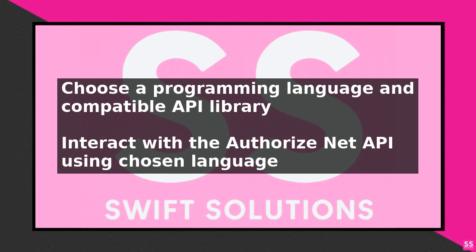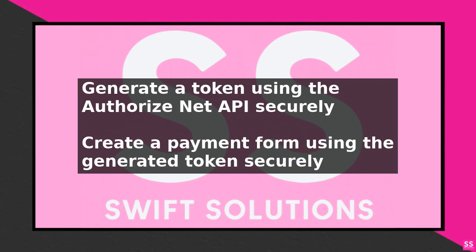for processing. To create the payment form, use the token generated earlier and redirect the customer to the Authorize Net hosted payment page. The hosted payment page will collect payment information and return a payment response to your server. Upon receiving the payment response, verify the payment status and update your database accordingly. It is essential to handle errors and exceptions properly to ensure a seamless payment experience for your customers.